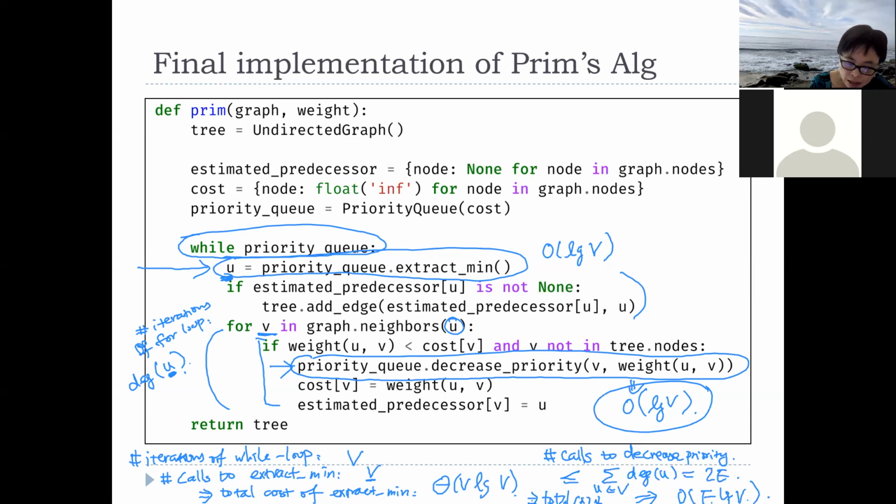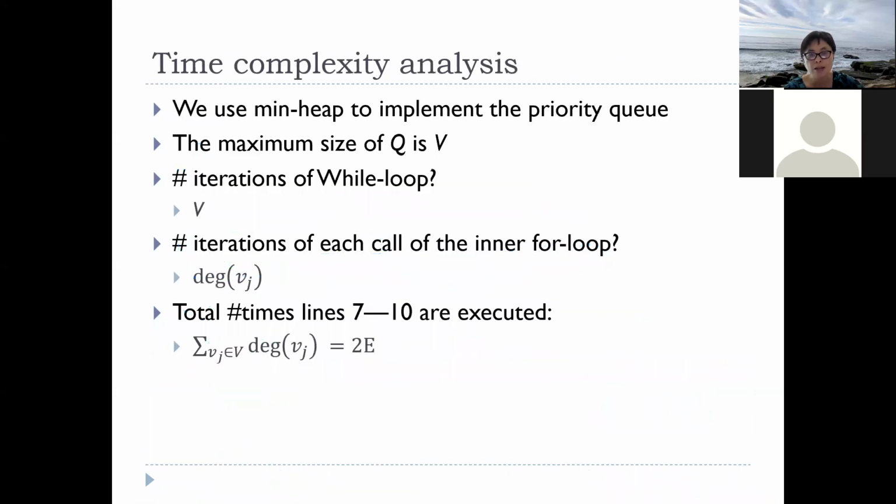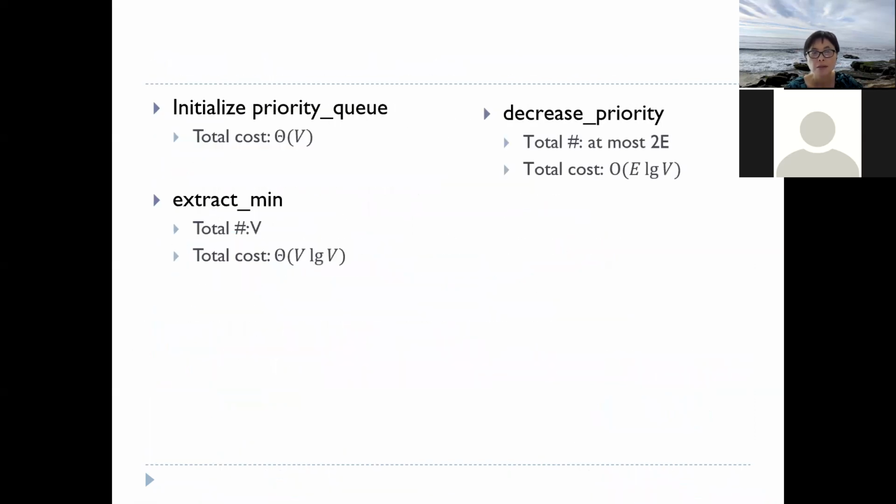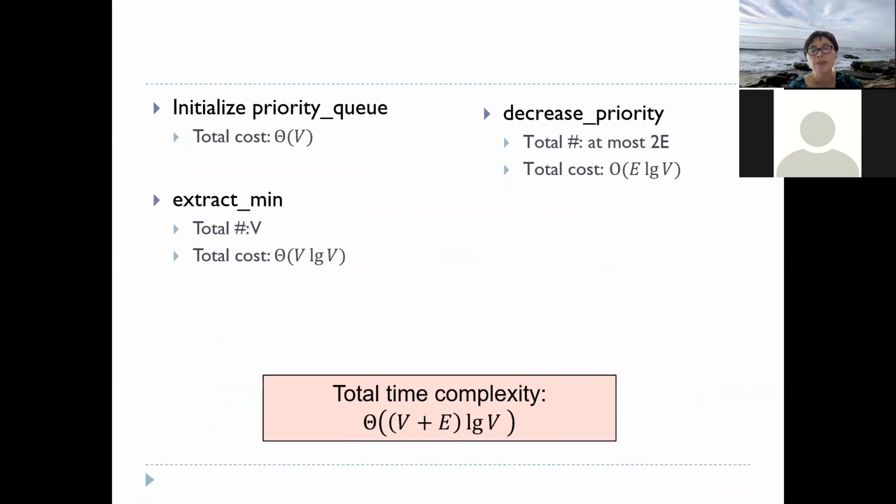So here, this only takes order of V time. All of this takes order of V time. Okay, so the total cost, you sum up all the costs, which is V plus V plus V log V plus E log V. So the final time complexity, which I put here, is V plus E log V.